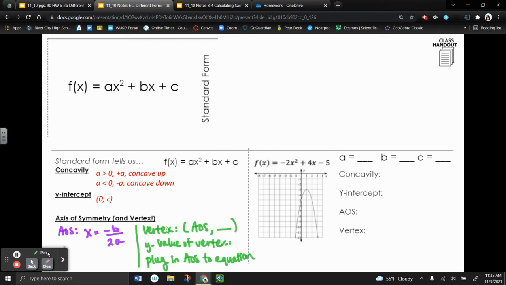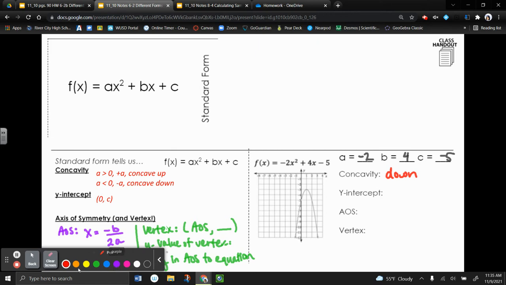Okay, so let's take a look at this example. It'll make it a little bit more clear. First of all, identifying a, b, and c. Well, a is the number in front of x squared, so that's going to be negative 2. b is the number in front of x, that's going to be 4. And c is our constant term, that's negative 5. So starting with concavity, we look at the value of a. a is negative, so we know that we're concave down.